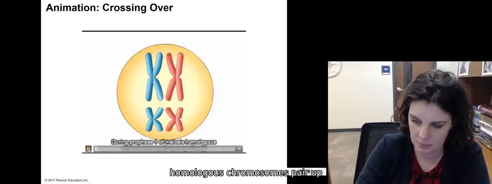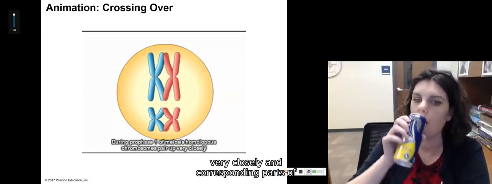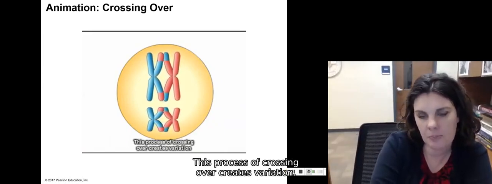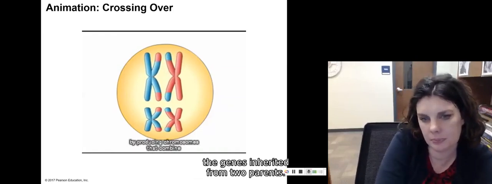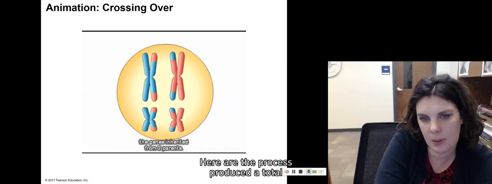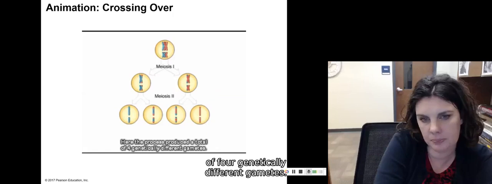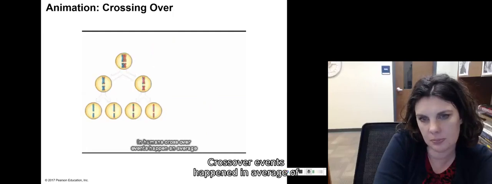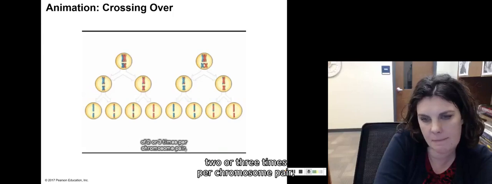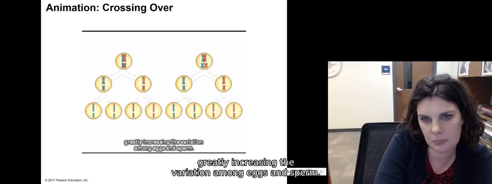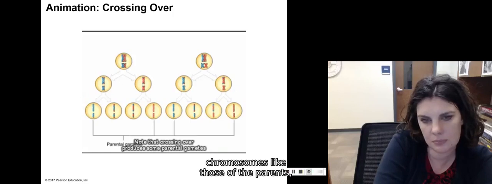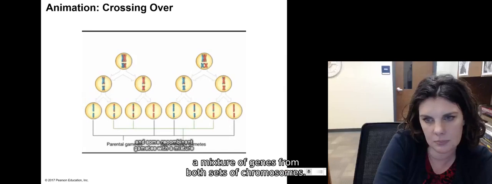During prophase 1 of meiosis, homologous chromosomes pair up very closely, and corresponding parts of two non-sister chromatids may trade places. This process of crossing over creates variation by producing chromosomes that combine the genes inherited from two parents. Here the process produced a total of 4 genetically different gametes. There are many ways crossing over can occur. In humans, crossover events happen an average of 2 or 3 times per chromosome pair, greatly increasing the variation among eggs and sperm. Note that crossing over produces some parental gametes with chromosomes like those of the parents, and some recombinant gametes with a mixture of genes from both sets of chromosomes.